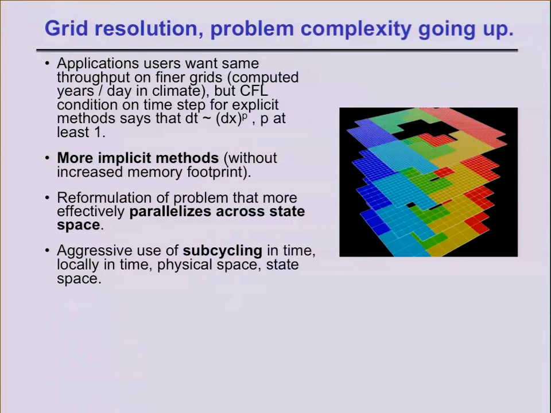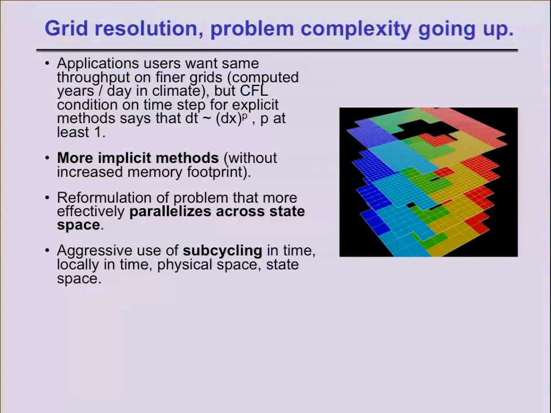Grid resolution, problem complexity is going up. I mean, we're building bigger computers. We must want to use them for something. Applications users want the same throughput on finer grids. In climate, the figure of merit is computed years per day. But the CFL condition says that the time step for explicit methods scales as delta t is order delta x^p, where p is at least 1. So that means more implicit methods without increasing the memory footprint.